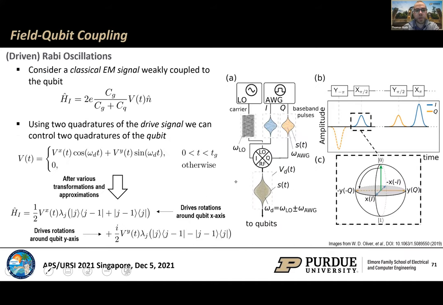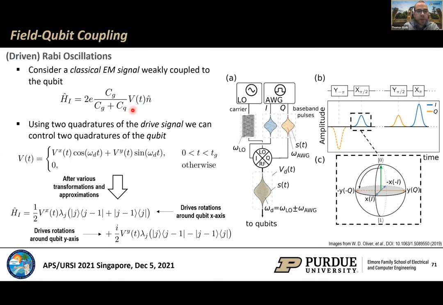The next type of interaction we're going to look at is just driven Rabi oscillations, or sometimes just referred to as Rabi oscillations. So the main difference here is that, instead of having a quantized interaction with the transmon, we're going to actually apply a classical EM signal to it that's weakly coupled to the qubit. Now, in this case, the interaction Hamiltonian looks more or less the same as what we had before, with the key difference being that this voltage operator is no longer an operator.